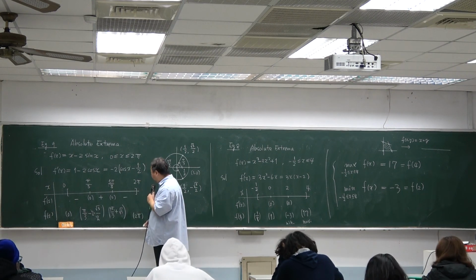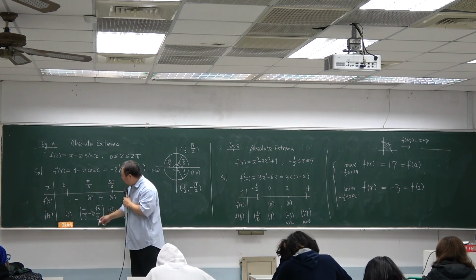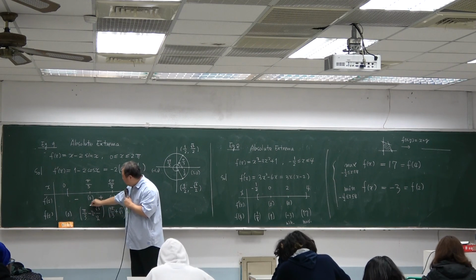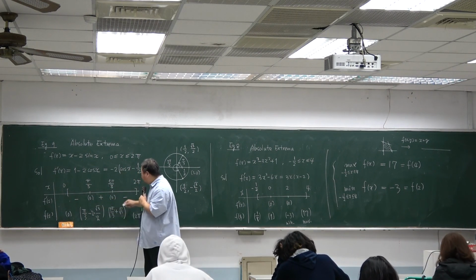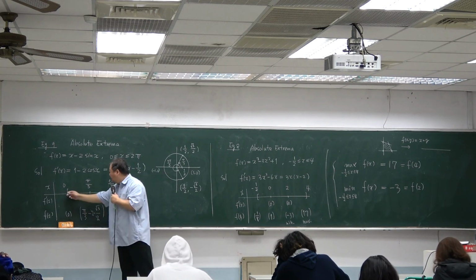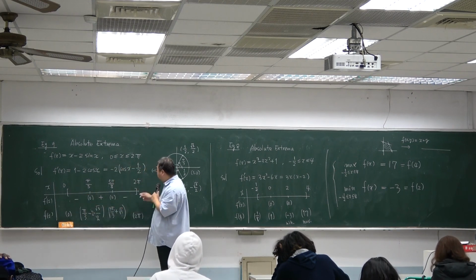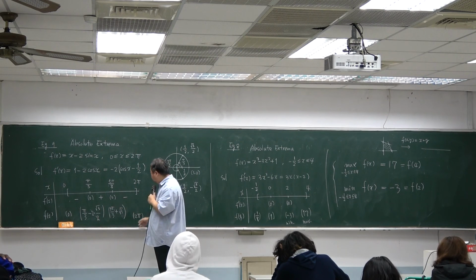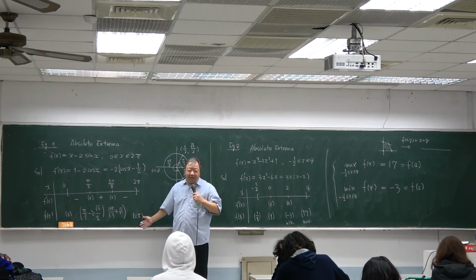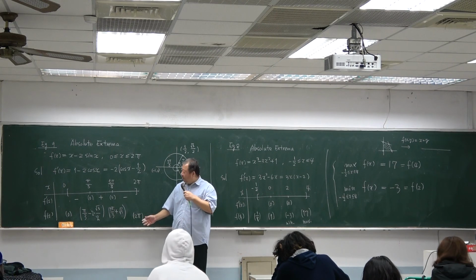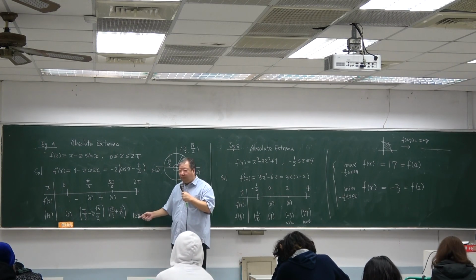Okay, we have 4 values. 2 values of this function at critical numbers, and 2 of them are the values of the function at endpoints. Which one is the largest? Which one is the smallest? Take a short break, we will find it out.